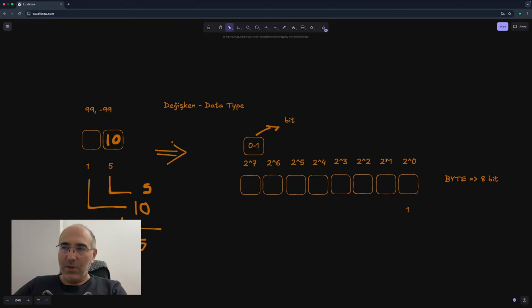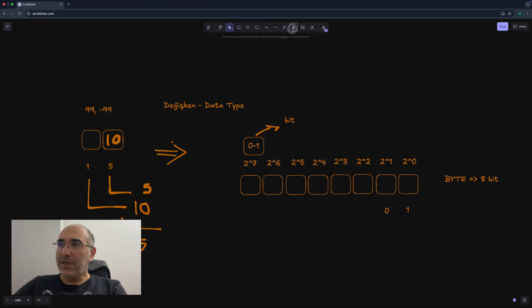Now, if I write 1 here, 2 to the power of 2, 2. 1 here makes 3. 5 needs 2. Come here, how much is this? 2 to the power of 2, 4. So if I write 1 here, it won't work. I'll write 0 here. There, I wrote it.